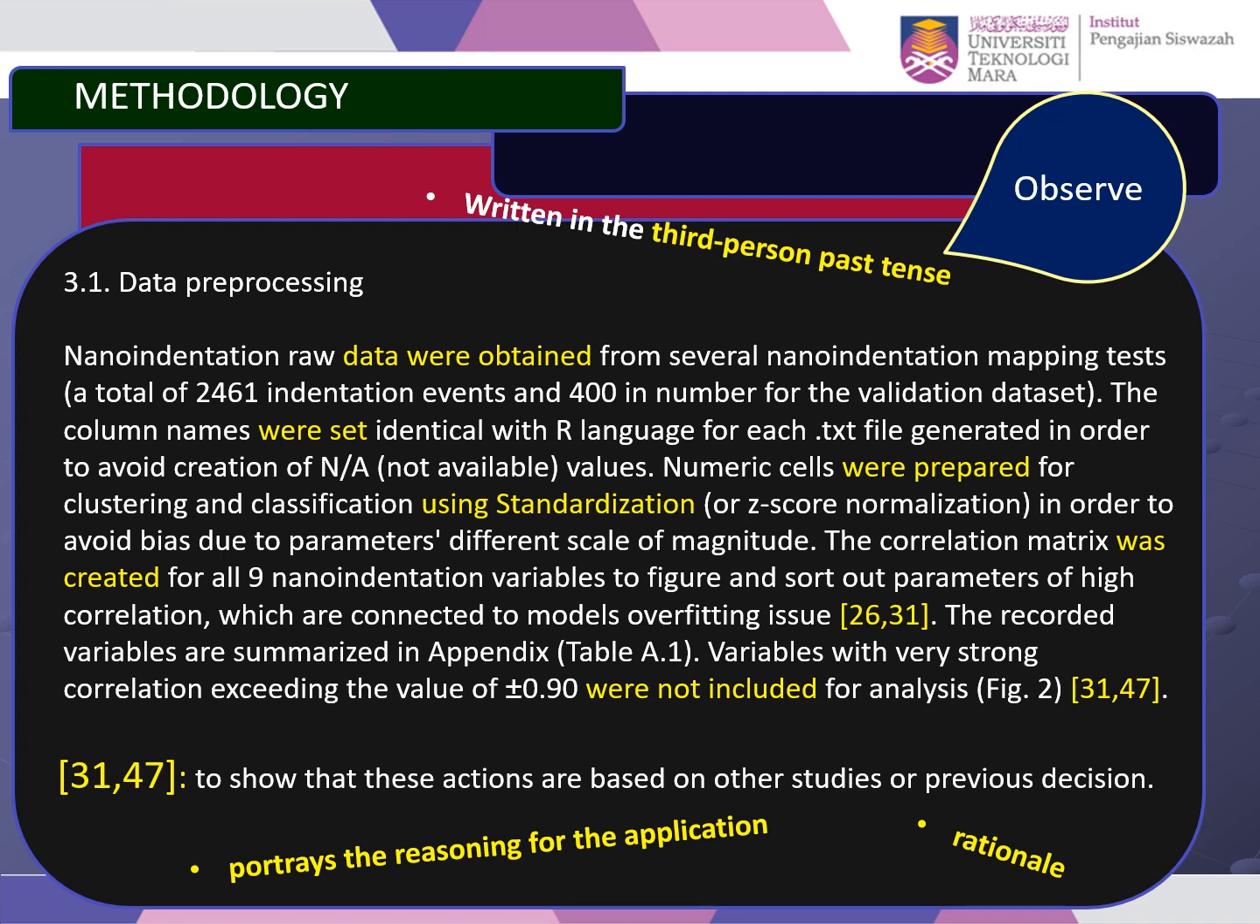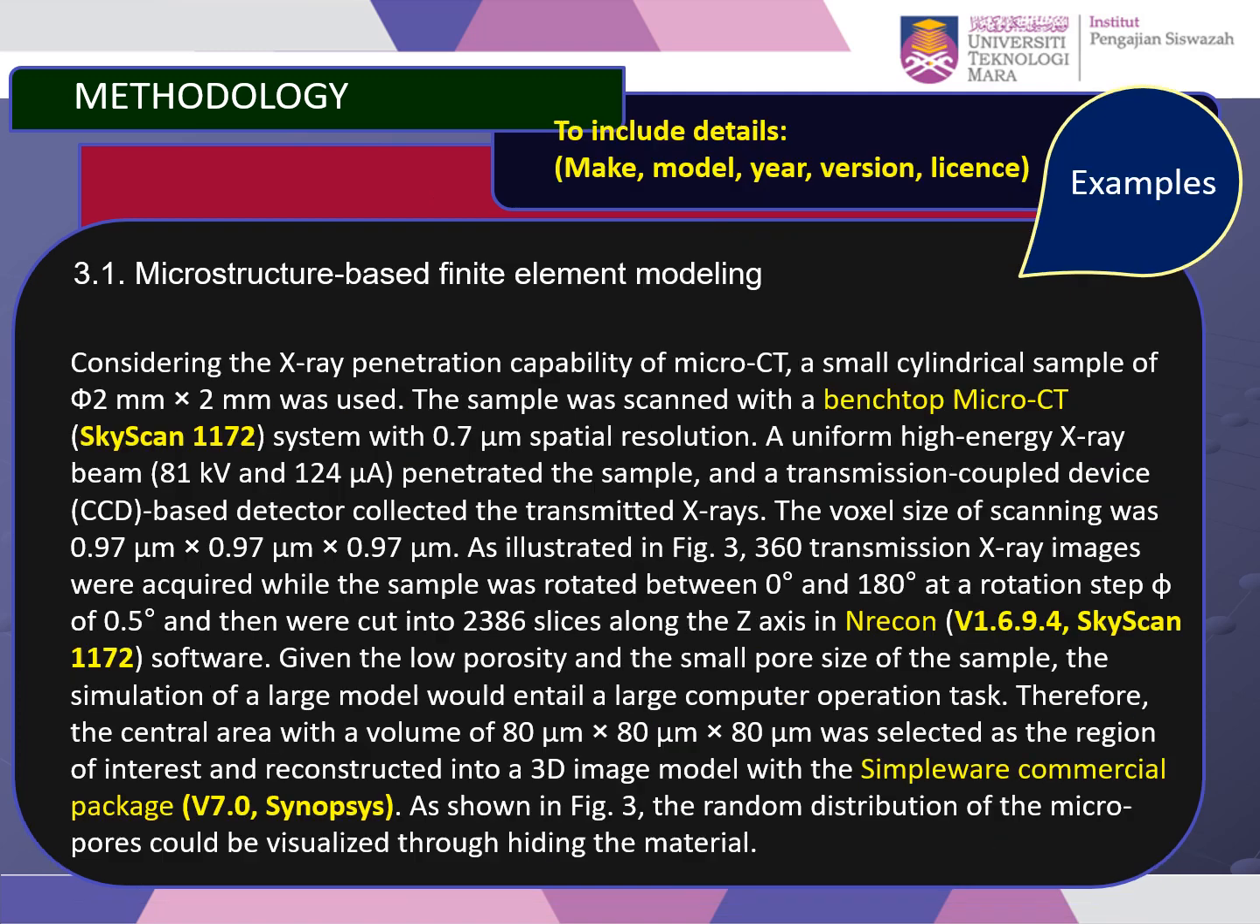This sentence is actually to show that these actions are based on other studies or previous decisions. This is to give the rationale of why you're doing that method that way. It portrays the reasoning for the application. So this is one good example of writing. Of course, it's a good example because this is from a high impact journal.